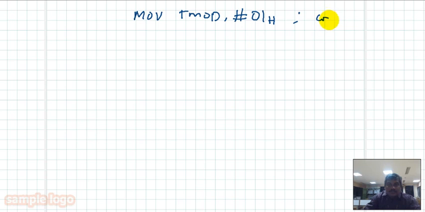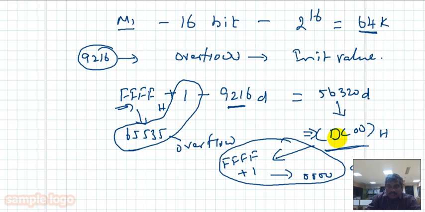In step 1, we have configured the TMOD register. This is done. What is the meaning of 01? Again I am repeating, 01 is nothing but timer 0 in mode 1. What is step 2? Load the initial value. We have calculated the initial value just now. It is DC00, and this is a 16-bit number, where this is low and this is high.